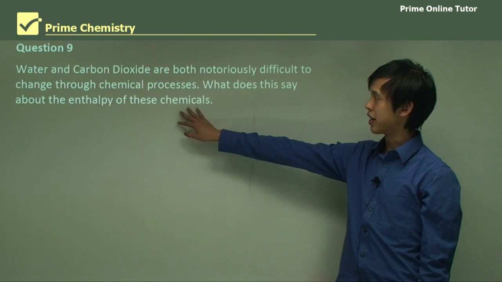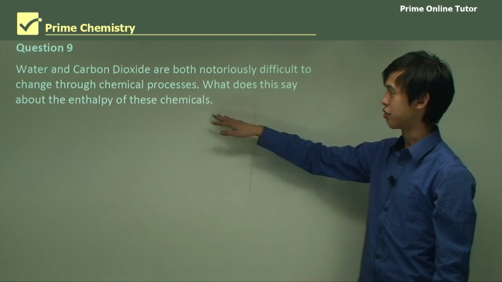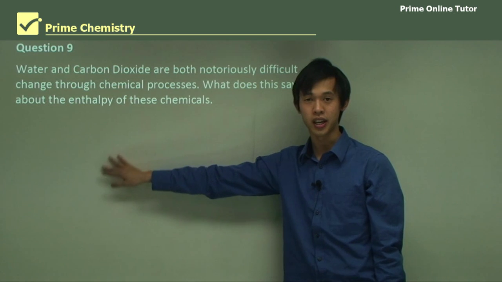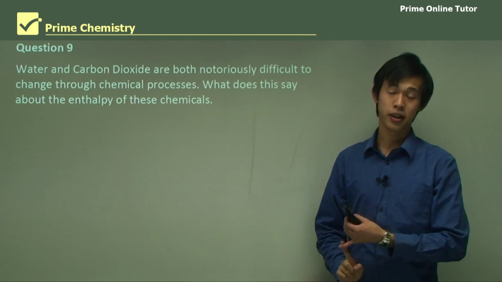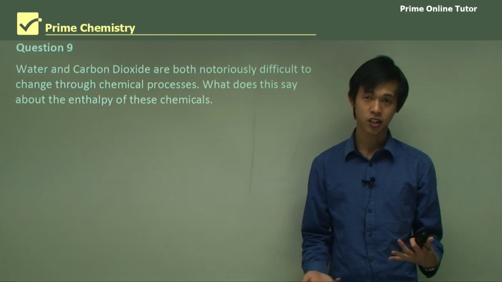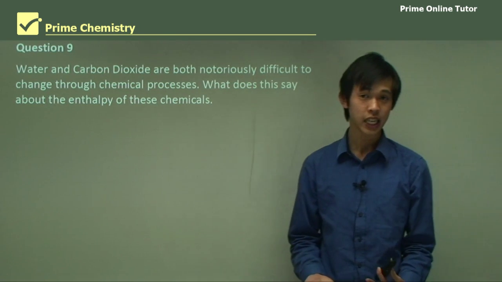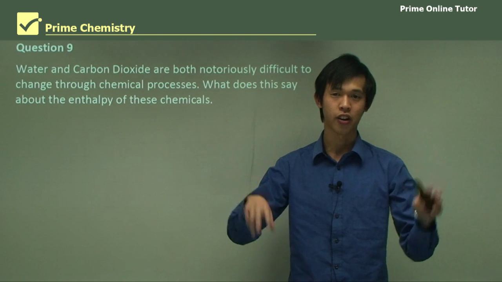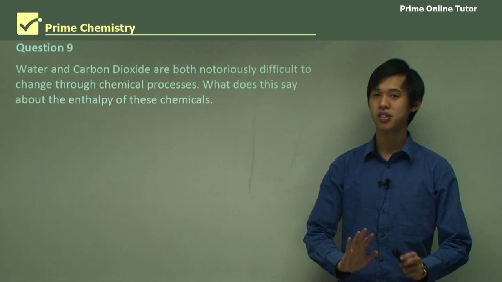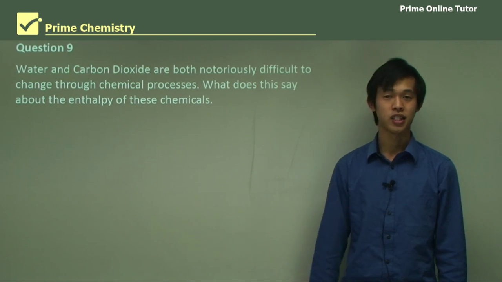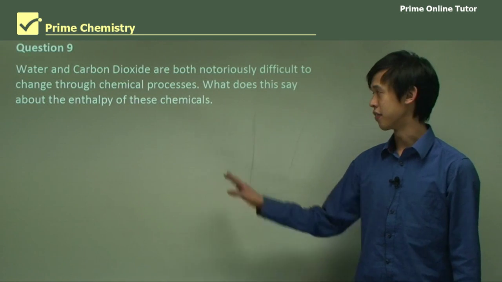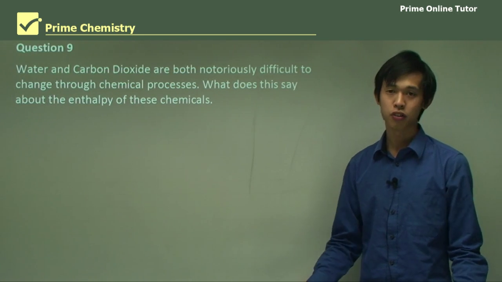So water and carbon dioxide are both notoriously difficult to change through chemical processes. What does this say about the enthalpy of these chemicals? Carbon dioxide, we spoke about in the last lesson, is really hard to change. Water, we can change to hydrogen and oxygen, but only if we put in a lot of electricity, which is why the hydrogen economy and all those hydrogen-powered cars may not be a technology that we'll see in the near future. So what does that tell us about the enthalpy of these chemicals? Would it be very high or very low?